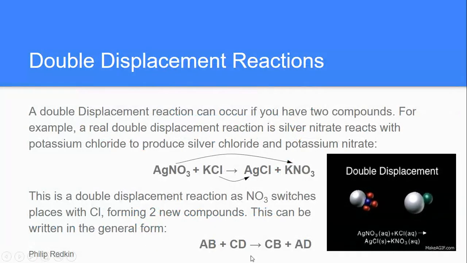All right, and here's a nice thing here where the silver is taking the chloride from the potassium, and the potassium is taking the nitrate from the silver. Look at that. Thanks, Philip.